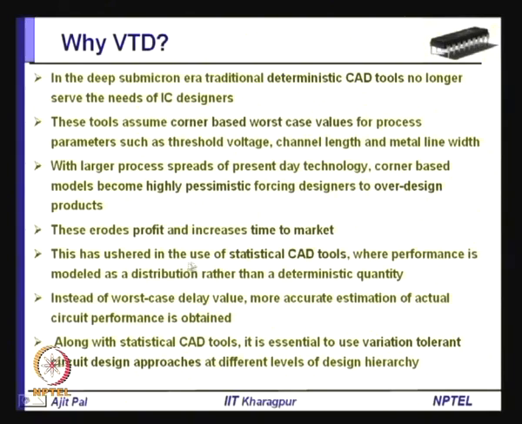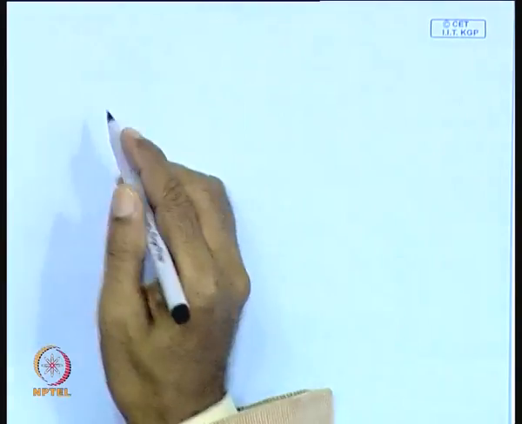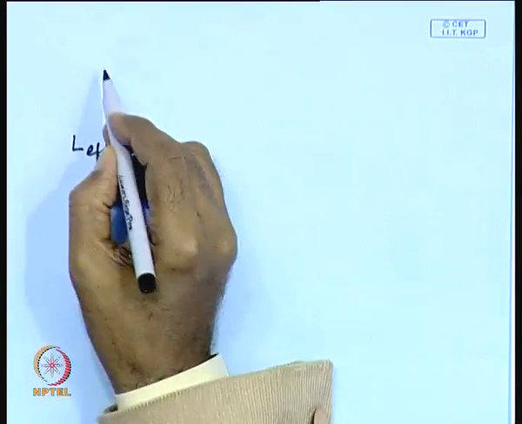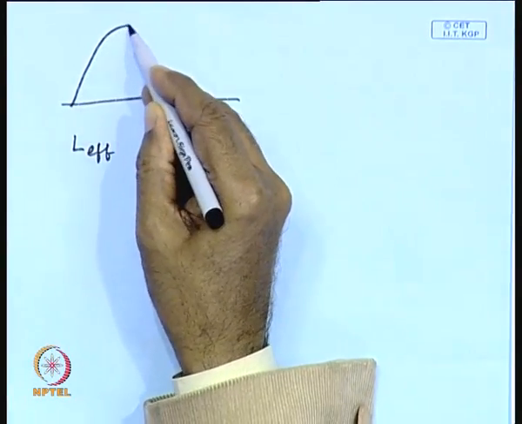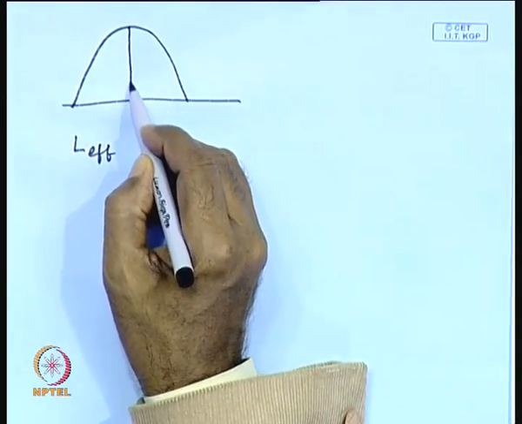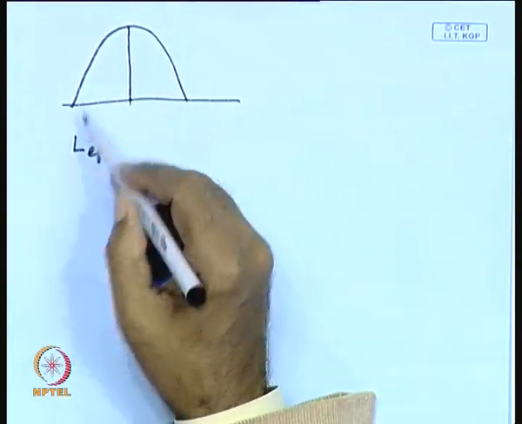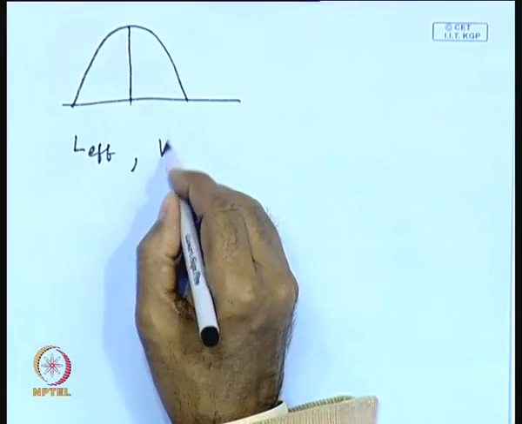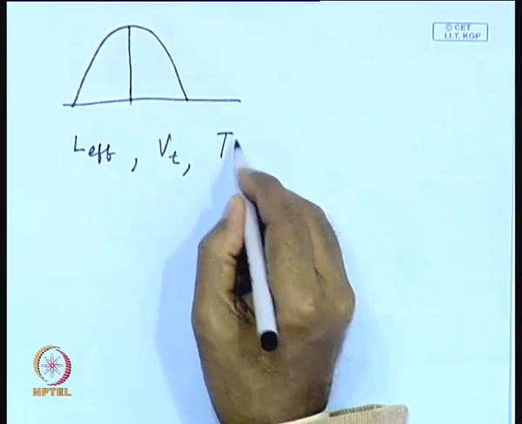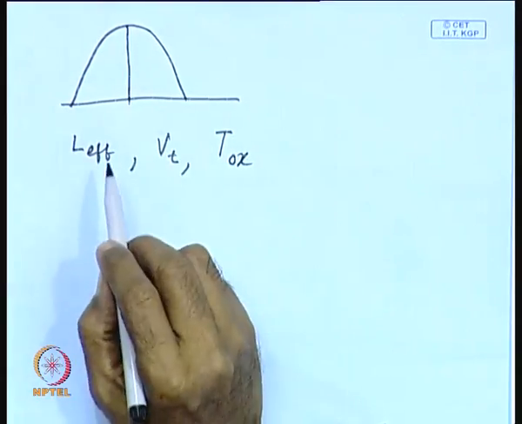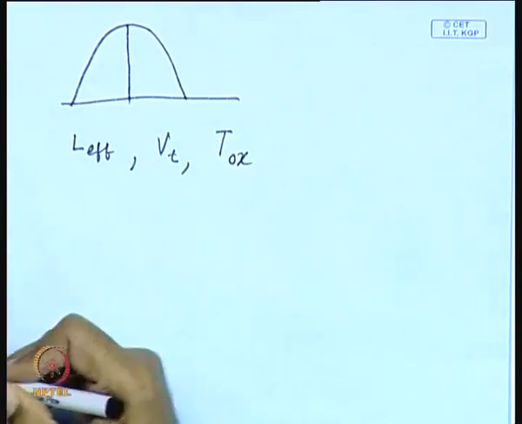So, this has ushered in the use of statistical CAD tools. You cannot really use those deterministic CAD tools. You have to go for statistical CAD tools. What do we really mean by that? In this case, you have to assume that the effective channel length, L effective, is no longer a fixed value. It will have a kind of Gaussian distribution over the nominal channel length. Using this kind of distribution for a particular parameter, it can be effective channel length, it can be VT, it can be thickness of the silicon dioxide and so on. All these parameters are no longer fixed and constant, they are kind of random variables. So, you have to use a statistical approach in synthesizing the circuits.